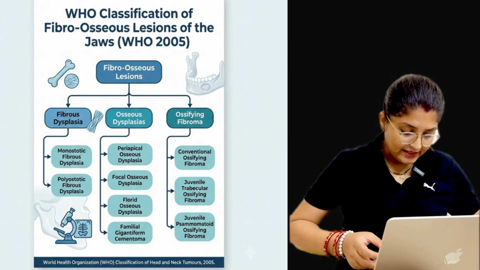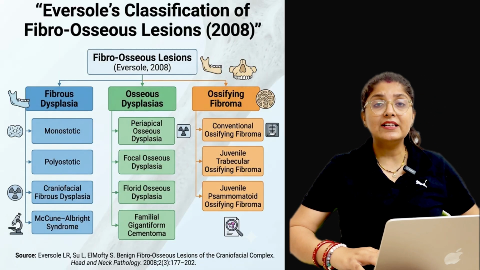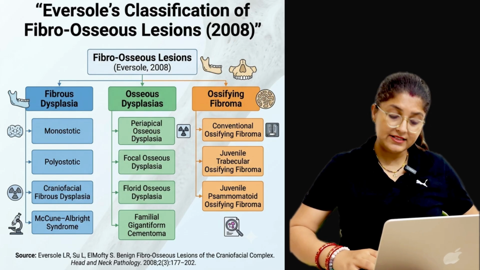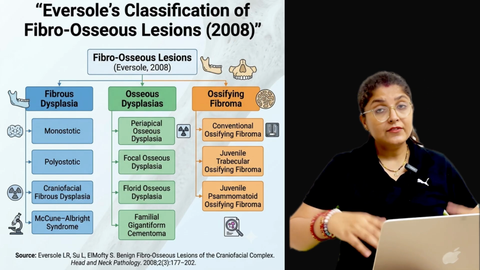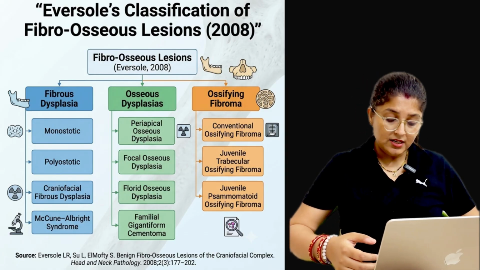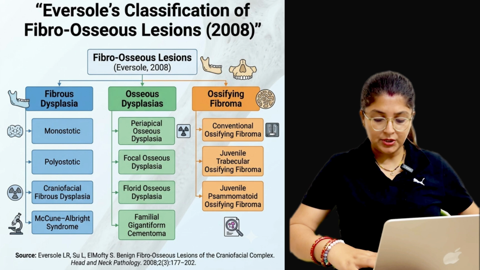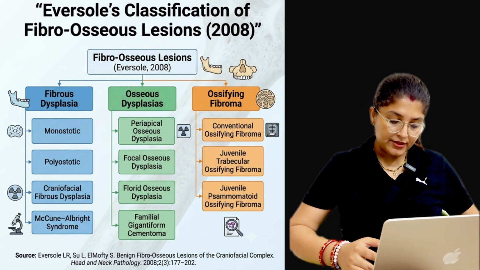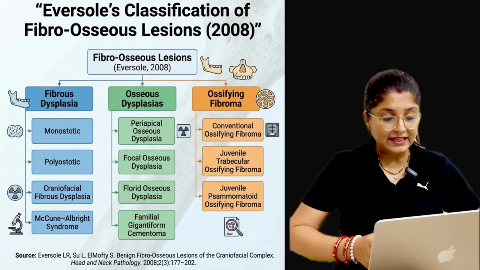Fine. Then the next classification is by Eversole, which was given in 2008, in which we have bone dysplasia, and it consists of fibrous dysplasia, which further is of two types, that is monostotic fibrous dysplasia and then polyostotic fibrous dysplasia. Okay, then we have polyostotic with endocrinopathy. Fine.